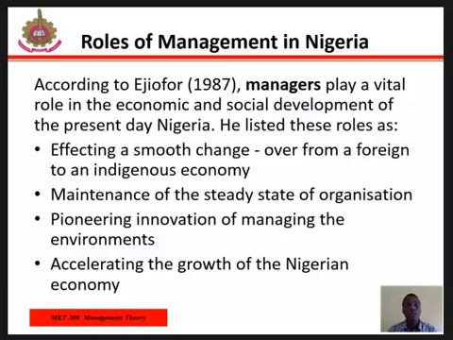Roles of management in Nigeria. According to Ejiofor 1987, managers play a vital role in the economic and social development of present-day Nigeria. He listed these roles as: 1. Effecting a smooth changeover from a foreign to an indigenous economy. 2. Maintenance of the steady state of the organization. 3. Pioneering innovation and managing the environment. And lastly, accelerating the growth of the Nigerian economy.